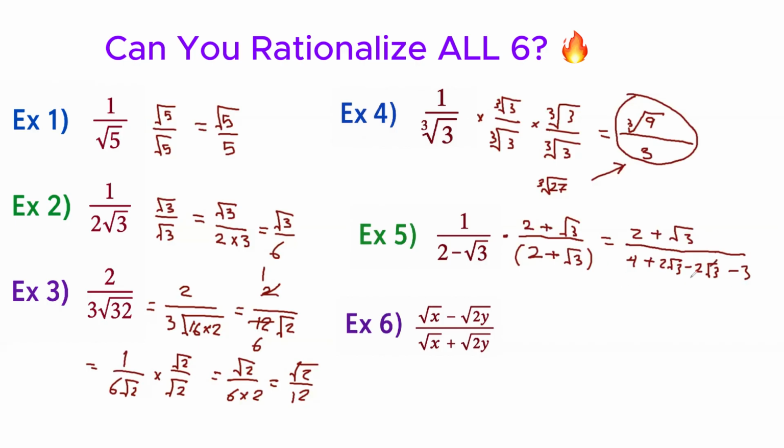And this middle is going to cancel because they're opposite signs. This is here like difference of squares. That's why the middle always cancels. And therefore, we end up with 2 plus root 3. And then we have 4 minus 3 is 1. Of course, everything is over 1, so we don't want to write that. So the final answer is 2 plus root 3.